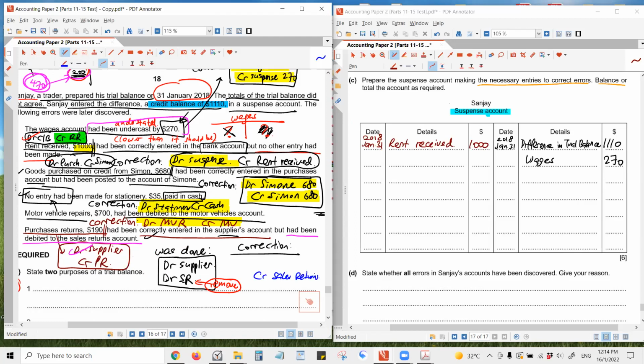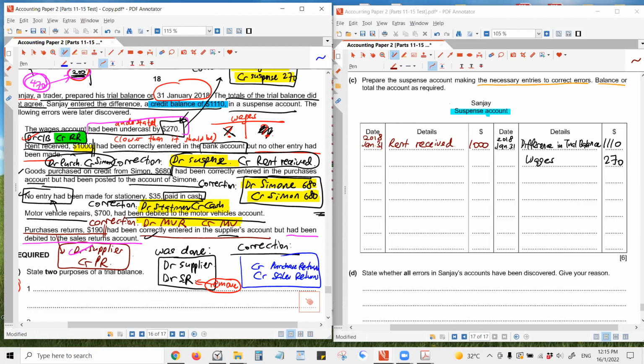First and foremost, understand this. Why do I credit sale returns account as correction? Because I'm now removing their mistake. They debited sale returns wrongly. They should not debit sale returns, right? So I credit sale returns to remove their mistake. Then I help them to record it correctly in the purchases returns account. So you credit purchases returns.